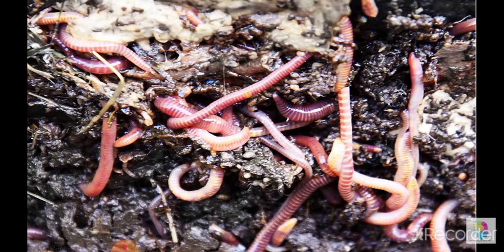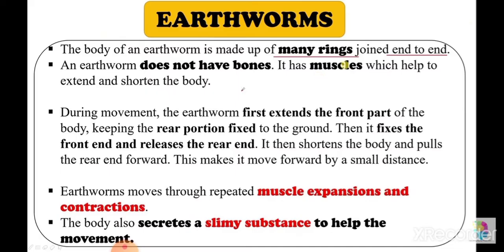As you can see, this is an earthworm, and the body is made up of many rings joined end to end. An earthworm does not have bones, it has muscles only, which help to extend and shorten the body. Now during movement, the earthworm first extends the front part of the body, keeping the rear portion fixed to the ground.